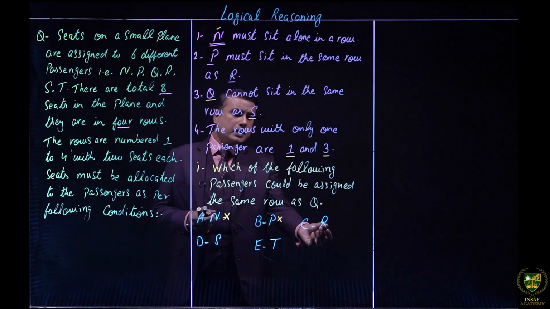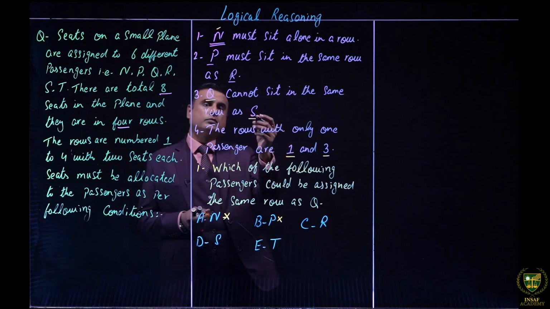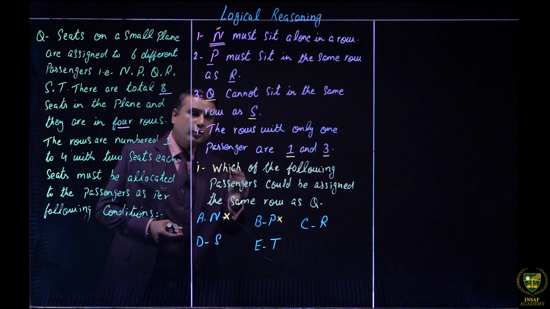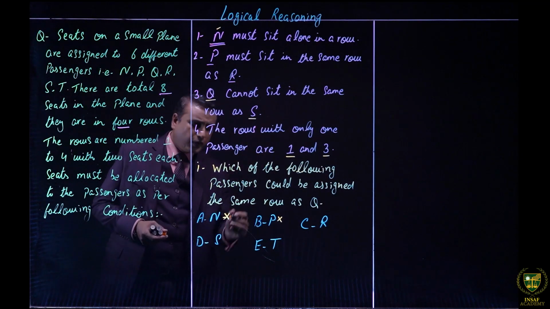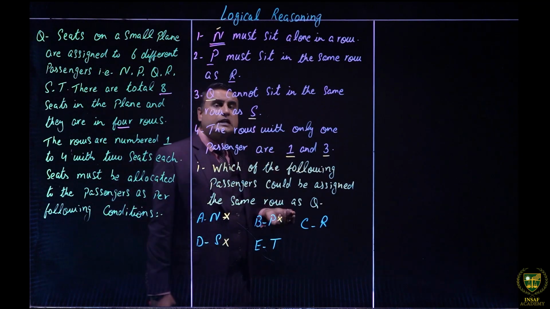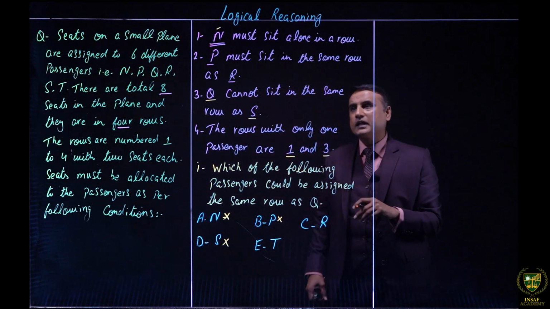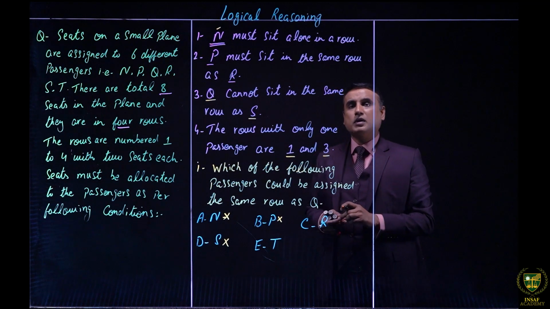Now R और Q, लेट्स पोस्टपोन इट और पहले ये देखते हैं Q and S. We have clearly mentioned that Q and S cannot sit in the same row.